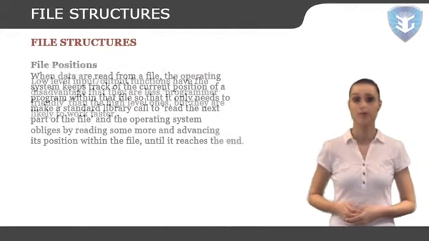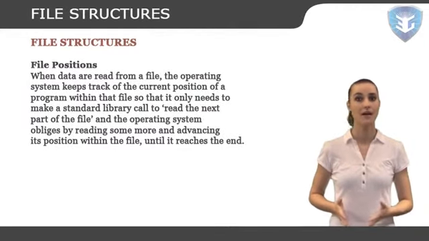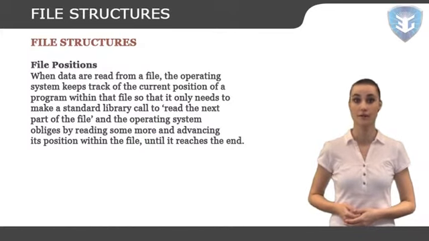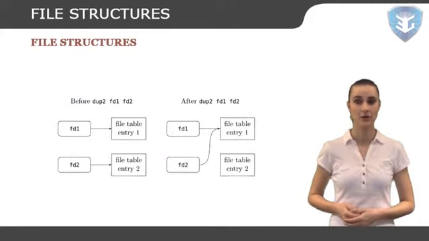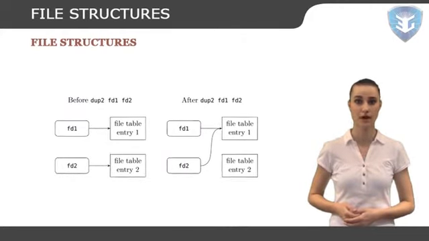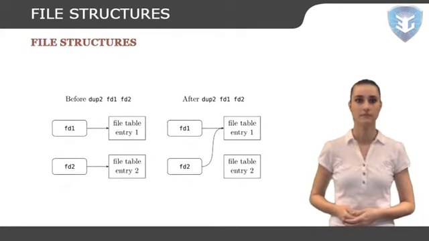File positions. When data are read from a file, the operating system keeps track of the current position of a program within that file, so that it only needs to make a standard library call to read the next part of the file, and the operating system obliges by reading some more and advancing its position within the file, until it reaches the end. Each single character which is read causes the position in a file to be advanced by 1.